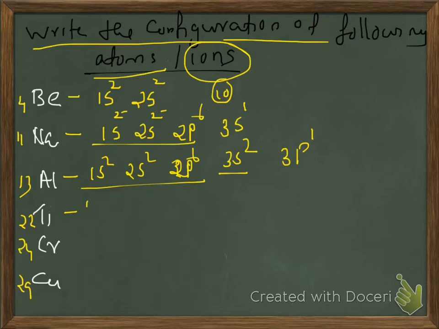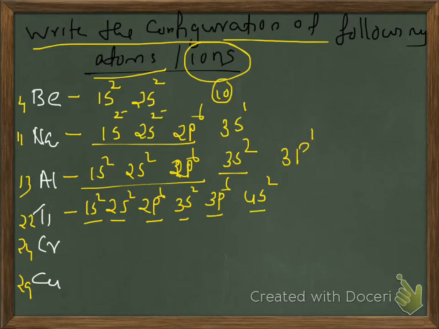For titanium, with atomic number 22, we have 1s2, 2s2, 2p6, 3s2, 3p6, then 4s2, not 3d. After 3p we have to fill 4s. Then 2, 2, 4 plus 6, 10 plus 2 plus 6, 18 plus 2, 20 electrons have been filled. So in the 3d level we have only 2 electrons.